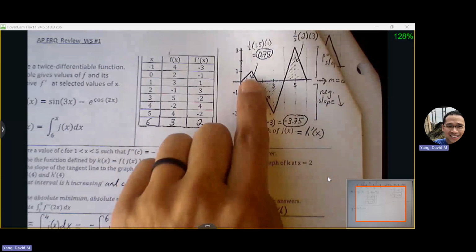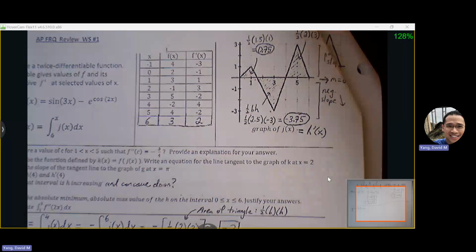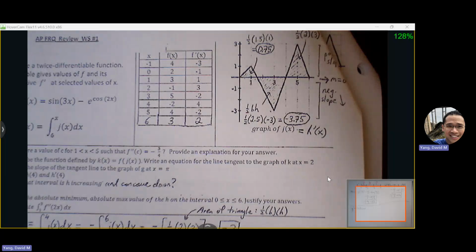And then we can use our areas and displacement values to formulate the y values at each of those points. And then after we gather everything that we need to gather, compare our y values. Highest y value is your absolute max. Lowest is your absolute min. Okay, let's see if we can try that.